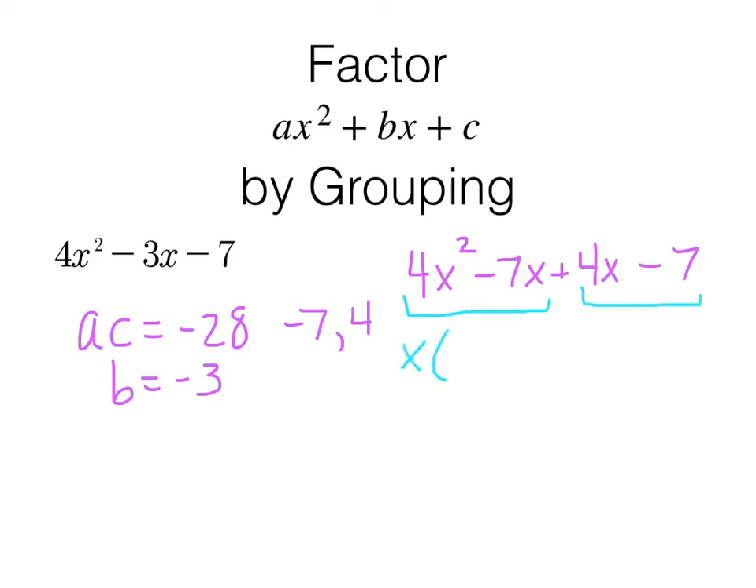All right, what do these have in common? An x. And when you factor out the x, you leave 4x minus 7. This has in common a positive 1, leaving 4x minus 7. This was not the best example because this is really similar to the last one. I should have noticed that. Final answer, x plus 1, 4x minus 7.